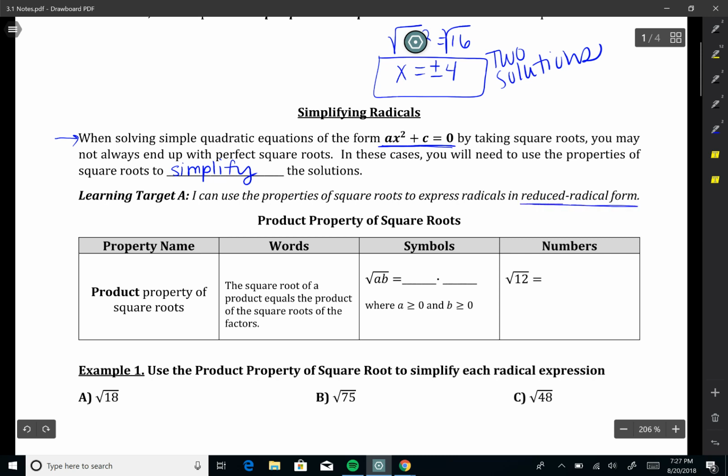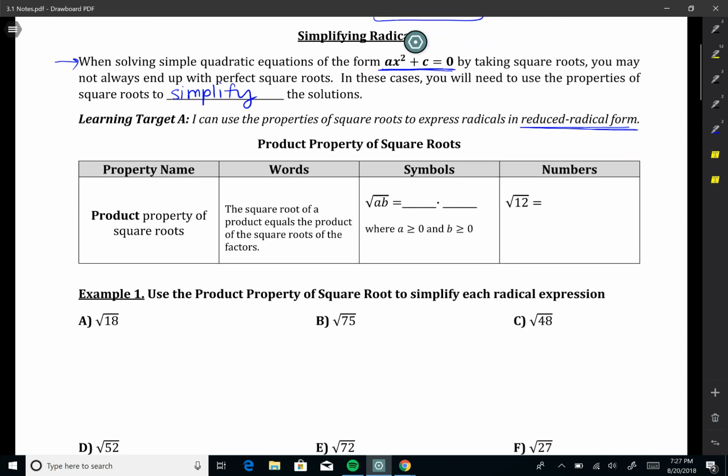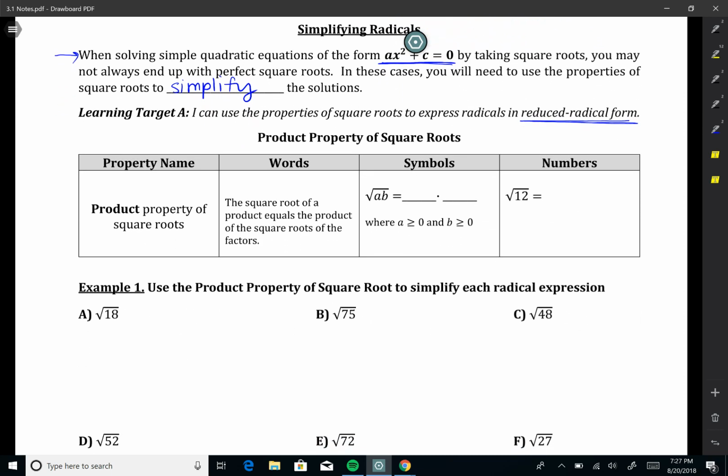One thing we're going to learn here is that we're never going to give a rounded answer when we're taking the square root. We're always going to give an exact answer, but it's going to be given as a reduced radical. So we're not plugging anything into our calculators here. The first property we're talking about is the product property of square roots. Remember, the product means to multiply. So that's our name. In words, it is the square root of a product equals the product of the square roots of the factors.